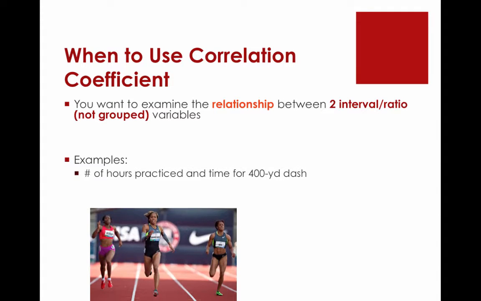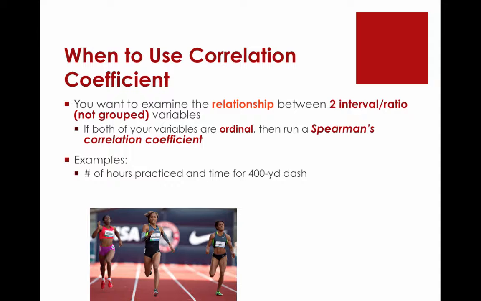So for example, number of hours that an athlete practices and how quickly that athlete finishes the 400-yard dash. Both of these two variables, number of hours practiced, is ungrouped, as well as time to finish a 400-yard dash, ungrouped. So this is when we're going to do a Pearson's correlation coefficient. But if both of your variables are ordinal in nature, then we have to do a Spearman's correlation coefficient.